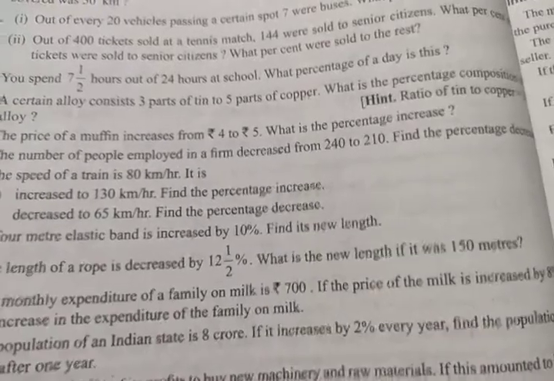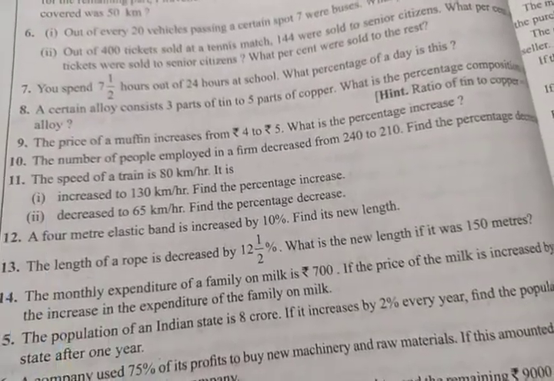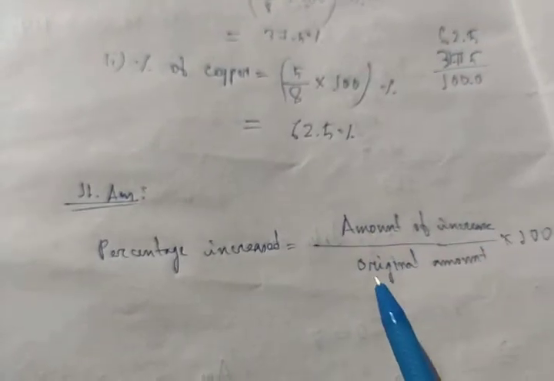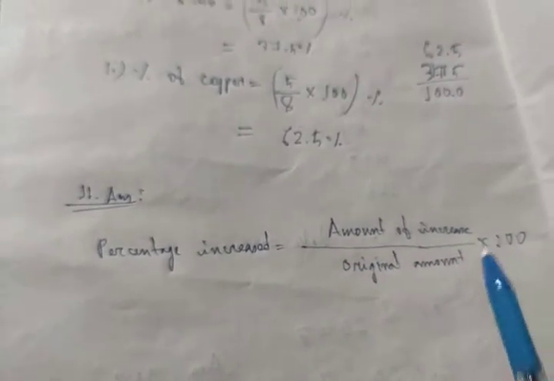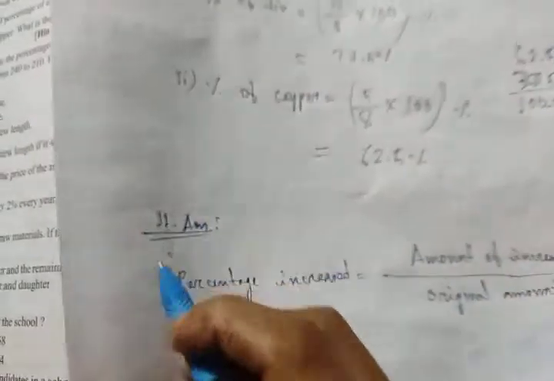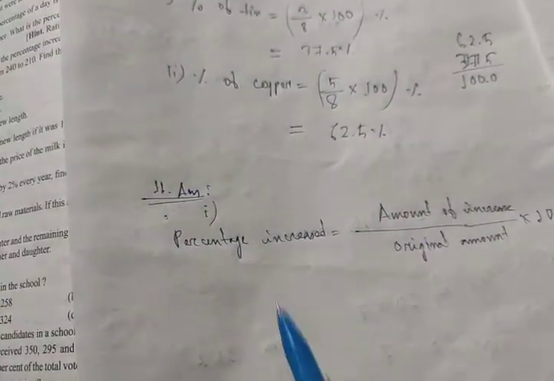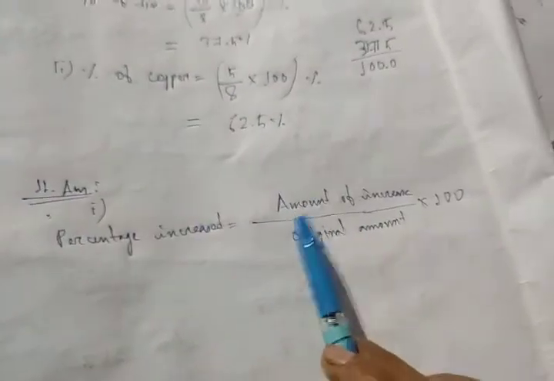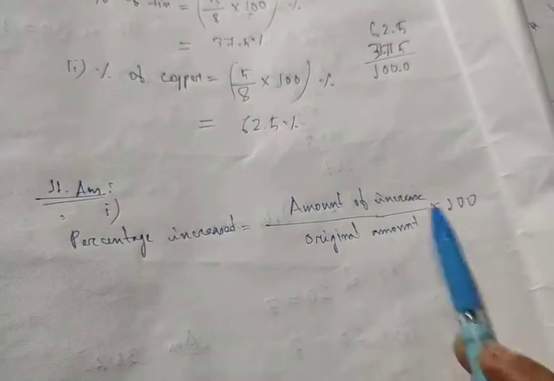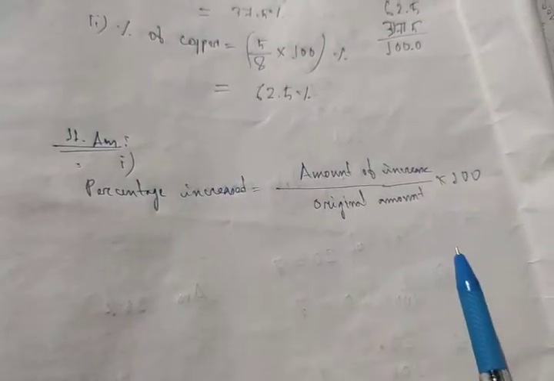We got the formula, na? Therefore, first write the formula. Is it clear for everyone? We can write percentage increase is equal to amount of increase by original amount into 100. If it is a decrease, as in question number 2, this is question number 1. In question number 2, it is written as decrease. So in case of decrease, percentage decrease is equal to amount of decrease by original amount into 100. I think this formula is clear for everyone.